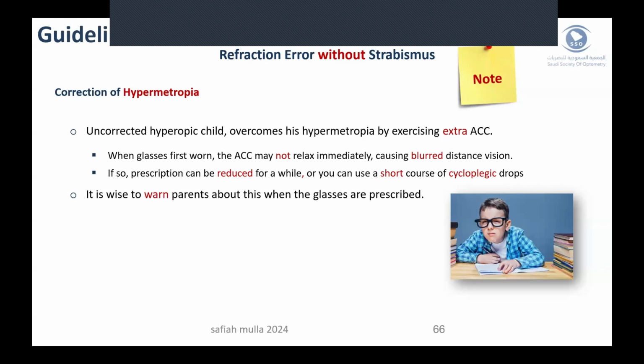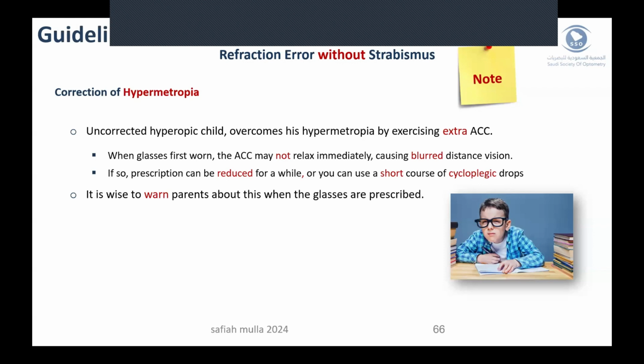If that is not going to happen and the child is still complaining, then you can reduce or cut some of the refraction and give it to the child, and then you start to reduce the amount of the refraction with the improvement of that accommodation until you reach the maximum amount of the refraction that you want to give to the child.